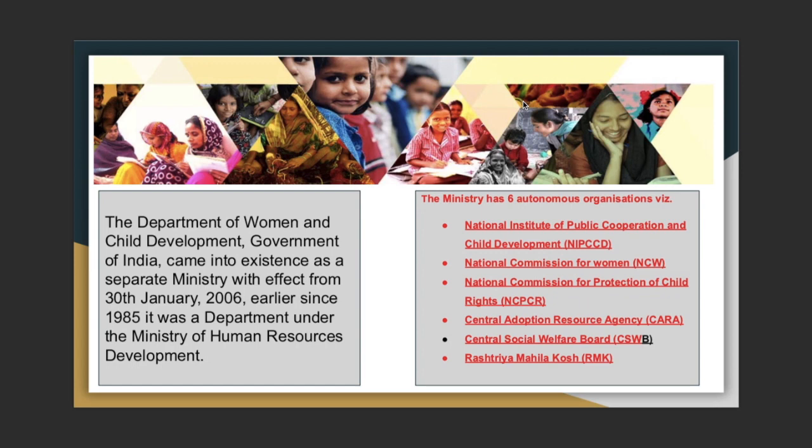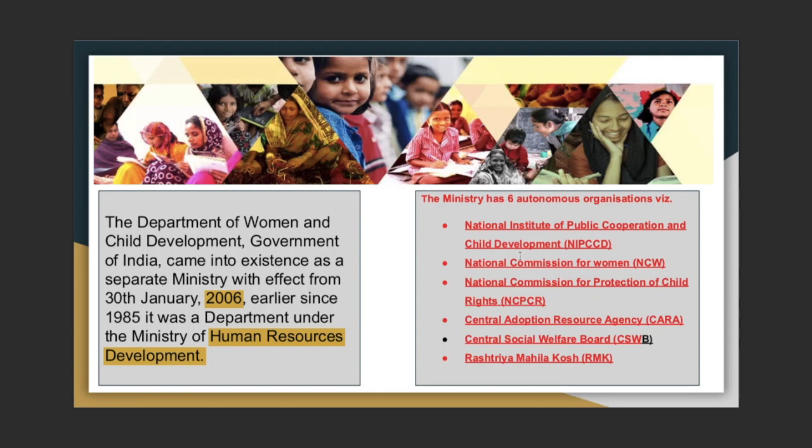Now, coming to the different schemes of the Ministry of Women and Child Development. But before that, you should know that before this ministry came into force in 2006, earlier it was a department under the Ministry of Human Resource Development. And this ministry has six autonomous organizations. Why am I focusing on these autonomous organizations? Because UPSC is in the habit of asking questions such as which are the statutory organizations, which are the autonomous organizations, and whether an office is an attached office or not. Therefore, we are looking into this.